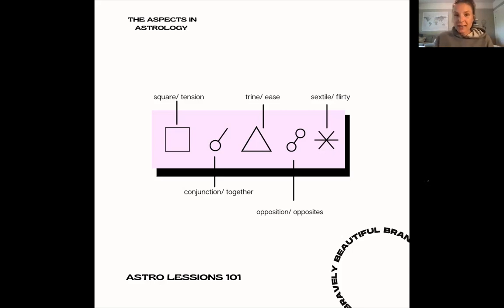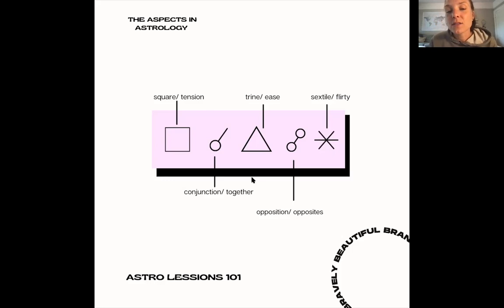Now, a conjunction looks like this, and that's when things are coming right together. So it's almost as if they're smushed like this. I always say a spark comes between them. So there's like a chef's kiss, like they're saying, let's create something new.